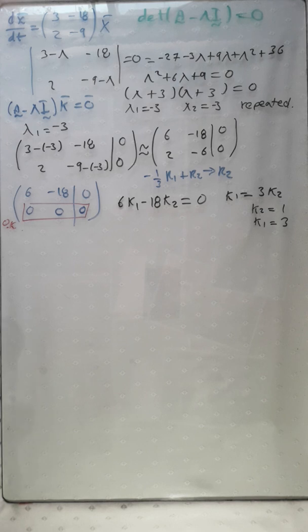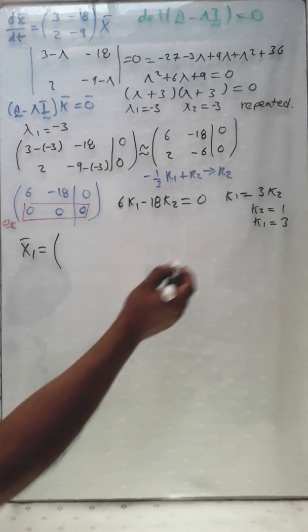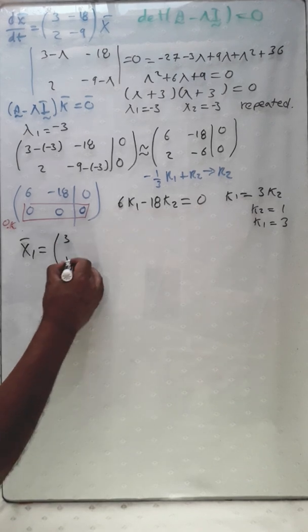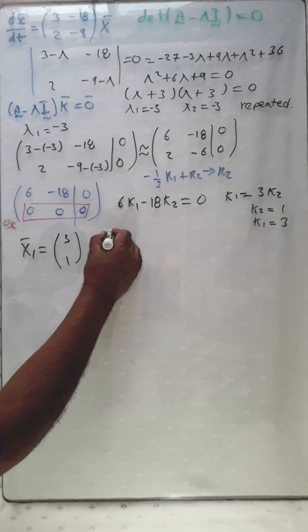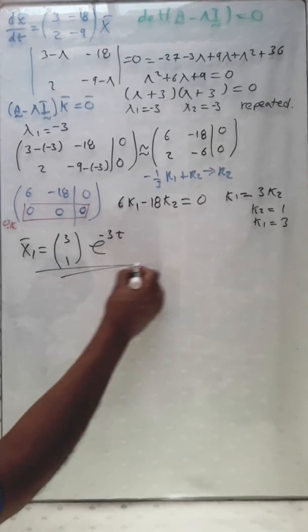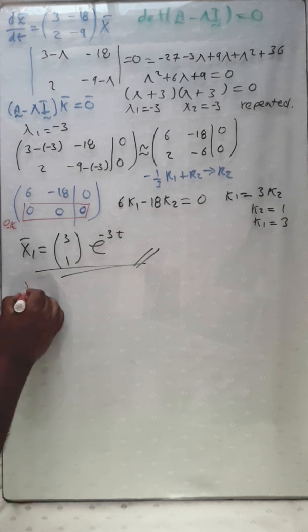Okay, so what is the first solution? The first solution is equal to my k vector, 3 and 1, times exponential of minus 3t. So that is for the first solution. That is no problem. The same procedure we have seen so far. Now, the problem is to find the second solution.